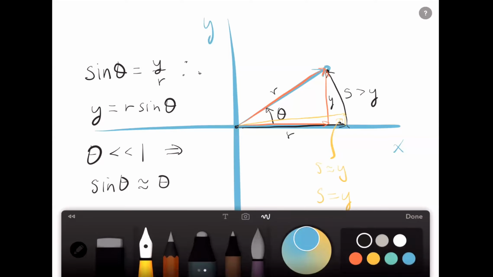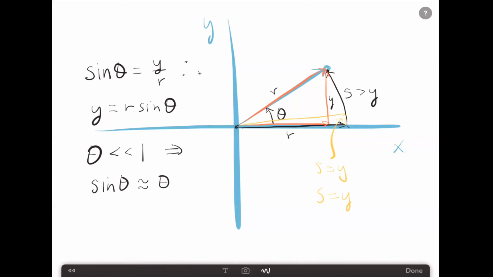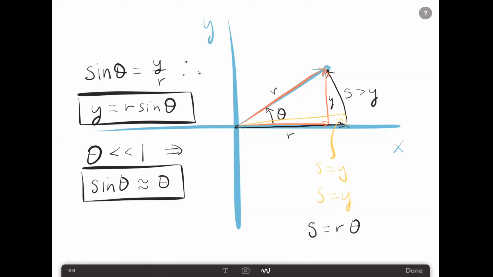And with this thinking, we can now write, continuing with this equation, that S is just equal to R theta, okay? So don't forget, we're making this assumption. The angle's getting smaller and smaller, so we're gonna replace sine here with just theta. And so when that happens, even though Y is still Y, we're now looking at the arc length, and the arc length is just S is equal to R times theta.